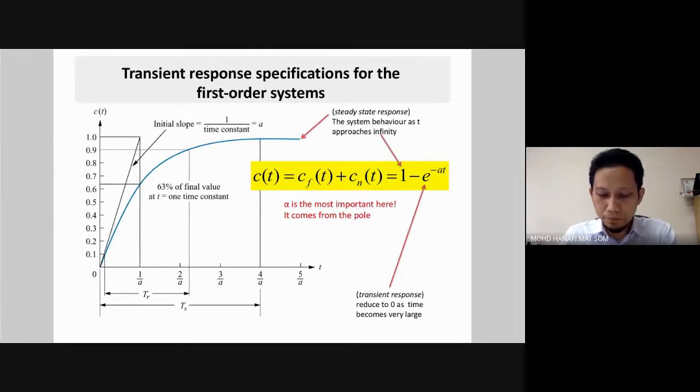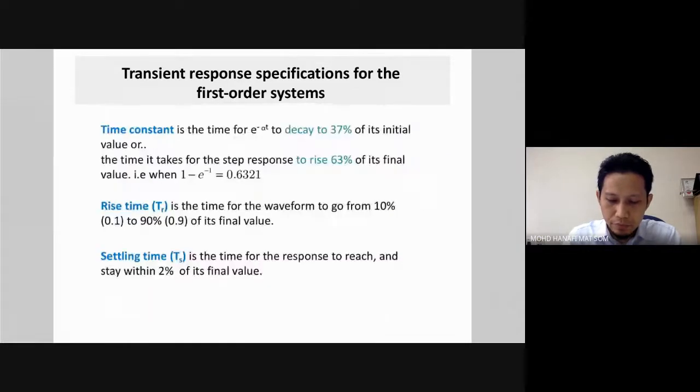All right. Now, a transient response specification for the first order system. We have a few transient response specifications that we can define from the first order system. So we have a time constant, we have rise time, and we have settling time.